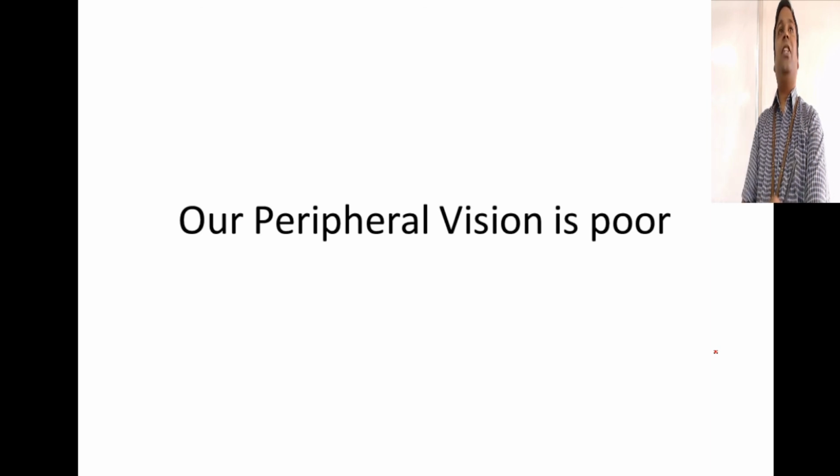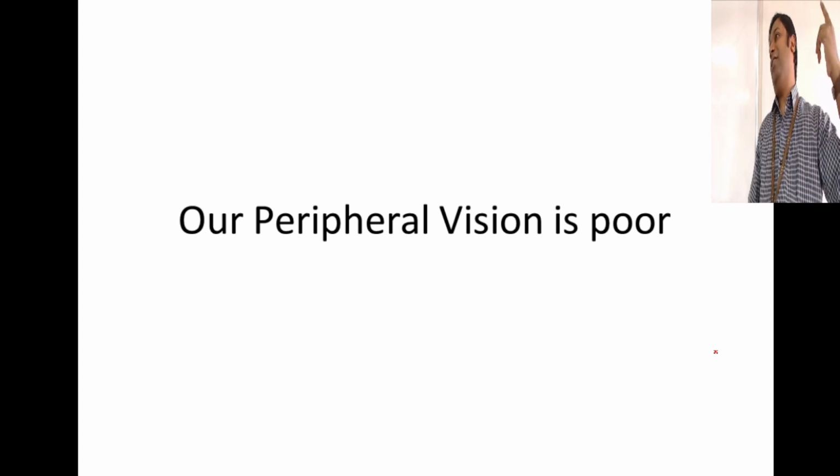Our peripheral vision is very poor. What is peripheral vision? Right now I am looking at some people here. Some might be using their mobile phones, that's it. Because my vision is only focused on here. So when I turn this side, somebody might be doing something there.